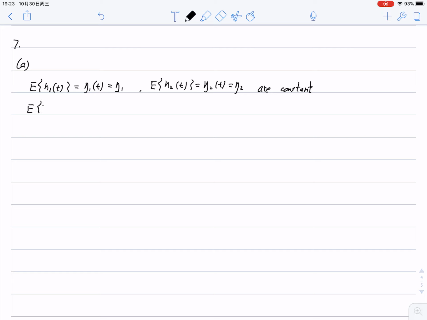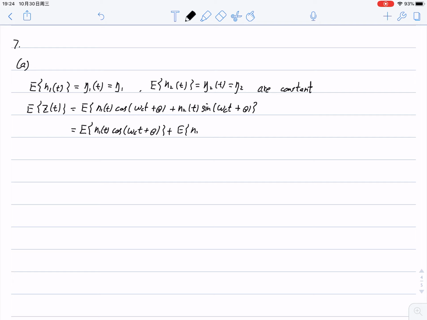So E[C(t)] equals E[N1(t) times cosine(ωc t + θ) plus N2(t) times sine(ωc t + θ)], which equals E[N1(t) times cosine(ωc t + θ)] plus E[N2(t) times sine(ωc t + θ)].